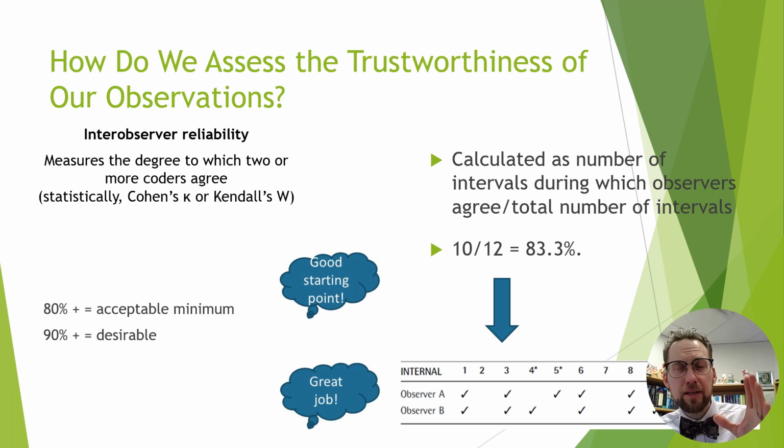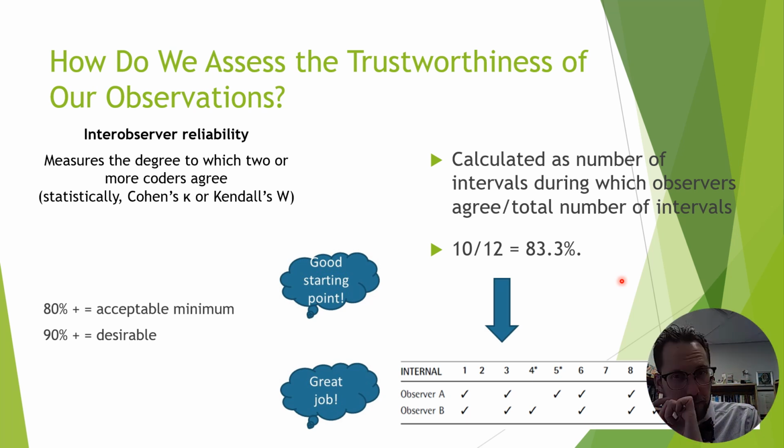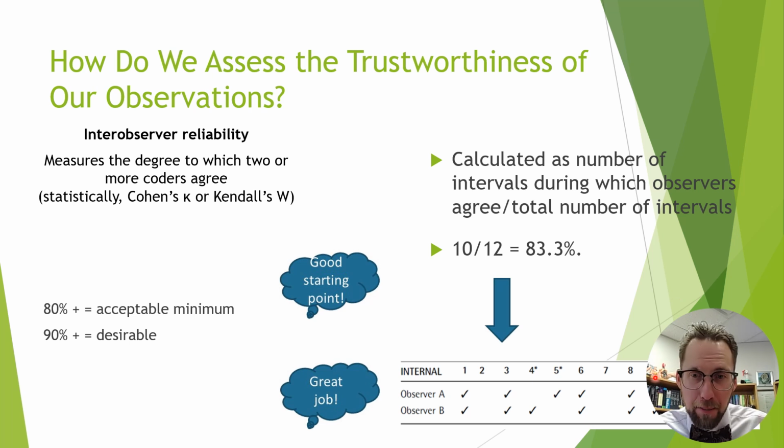In its simplest form, you calculate this as the number of intervals during which observers agree divided by the total number of intervals. Unfortunately, my face is blocking half of this table, and I can't move it, so I'm just going to talk you through it. Follow this calculation on the slide without my face on it, and you should be able to get to 83.3%. But I'm now going to pretend there are only 8 trials because the rest are blocked by my face.